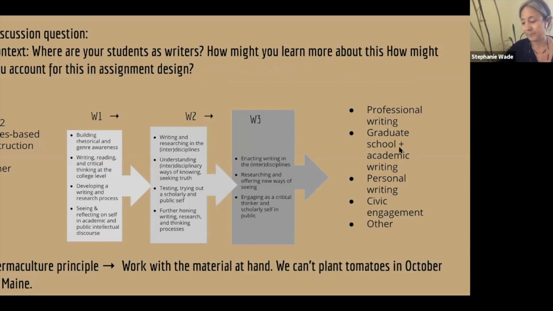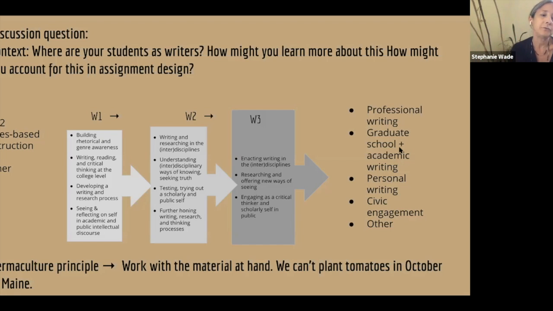As we're thinking about what we need to do to motivate our students, we might want to think about where they are as writers and how we might learn more about this and account for this in assignment design. And so I've borrowed from a graphic that Bridget made that helps us see the writing sequence here at Bates.